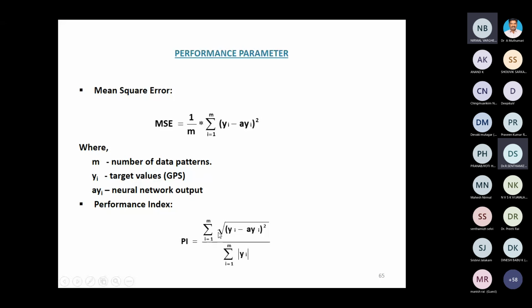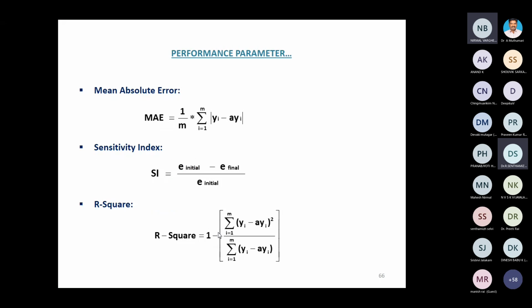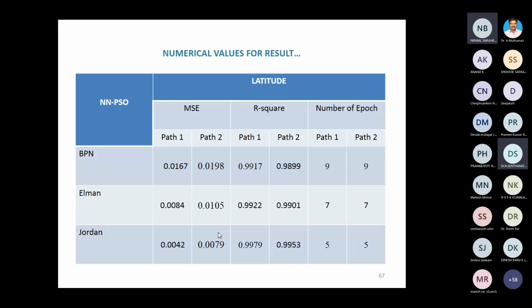This is another performance parameter. It is called the performance index, then mean absolute error, then sensitivity index, R square. So these are some of the evaluation parameters I want to evaluate after the implementation of my PSO in my intelligent architecture, right? So now I want to make a comparison for the latitude purely on PSO.